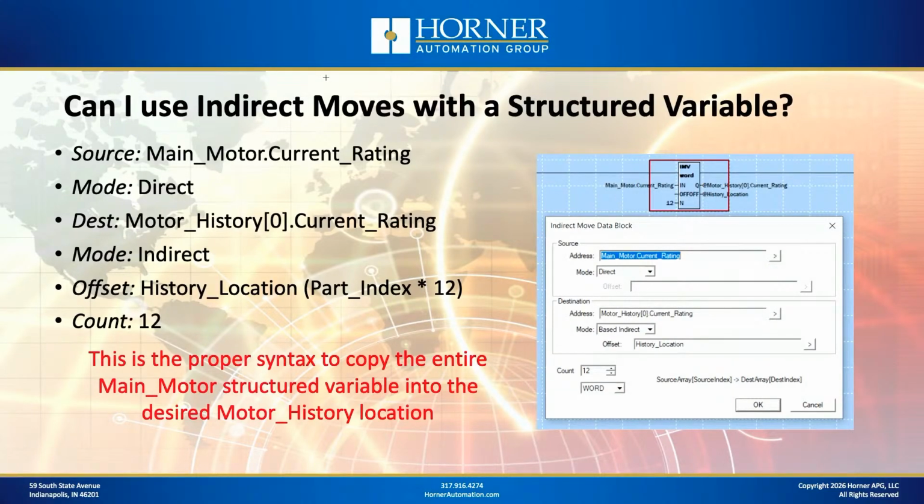So this is the proper syntax to accomplish the move that I discussed, and that is moving all the data, happens to be 7 variables or 12 words, from the main motor structure over into the motor history structure. So yes, you can use indirect moves with structured variables, but it's not super straightforward. So I think it would probably be a great thing if later on Horner came up with a structure move instruction that might be a little more straightforward. But you can certainly do it today. You just got to take a lot of care like I showed you here.